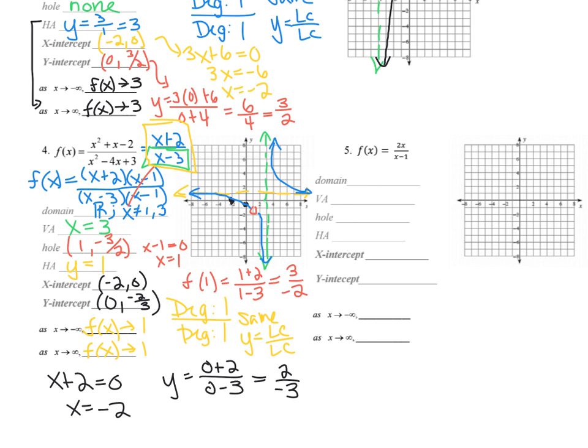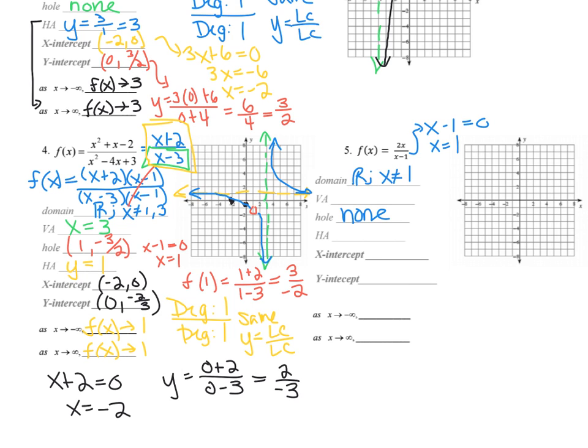Over to our last one, number 5, we have f of x equals 2x over x minus 1. This does not simplify, so I'm just going to go ahead and start by saying there is not a hole. And let's start with our domain. X minus 1 is the only factor in our denominator. We set that equal to 0, and we get that 1 is the issue for our domain. We're not allowed to plug in 1 because that would be dividing by 0. So we have all real numbers except for 1.